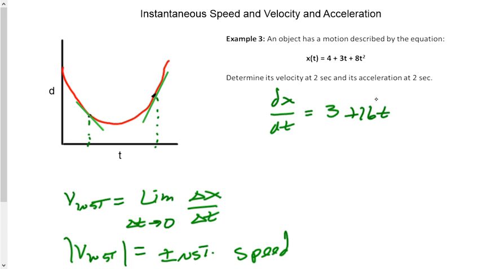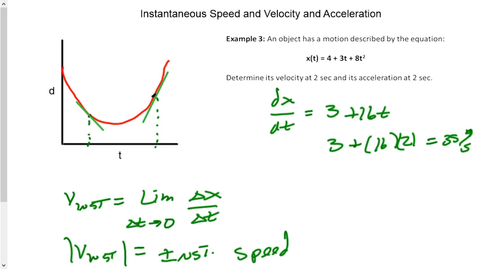Now if I want to know my instantaneous velocity at 2 seconds, I'll just plug in 2 for t. So I'll go 3 plus 16 times 2. And that's going to equal 35 meters per second, assuming that we're in meters. It doesn't really say in the question, but that's okay.